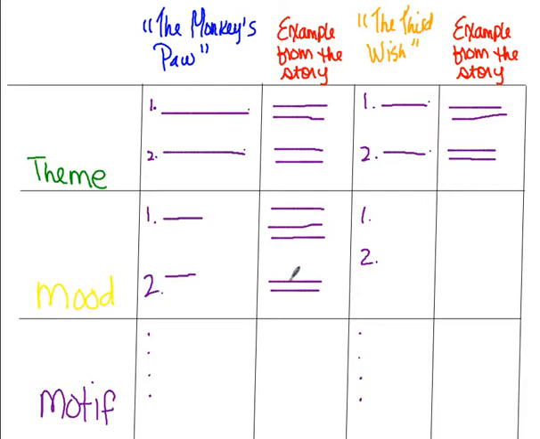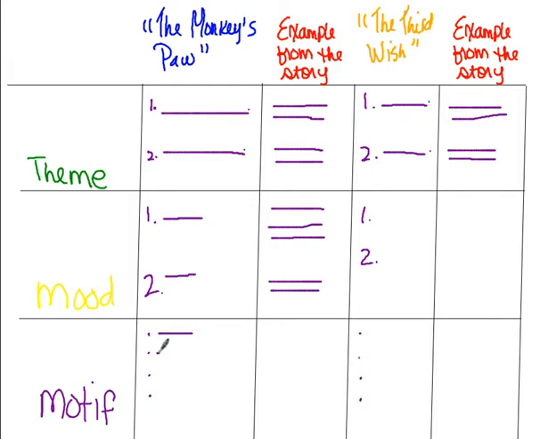Now with motif, like I said, you could use motif as an option, and I would highly recommend doing that. Go ahead and list as many examples of motif that you can find for the monkey's paw. Just start listing them. So we said in class the number 3. We said magic and the supernatural. Then we said metamorphosis. And I think that was it.